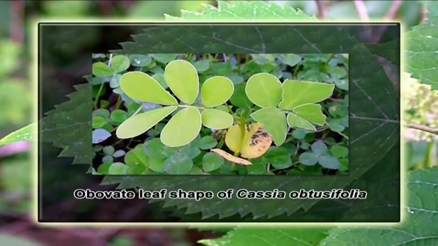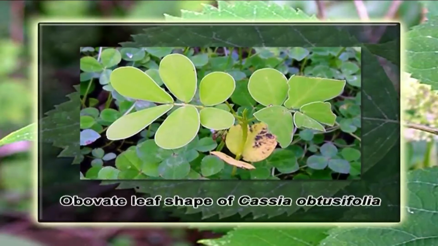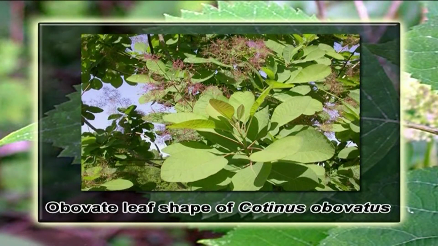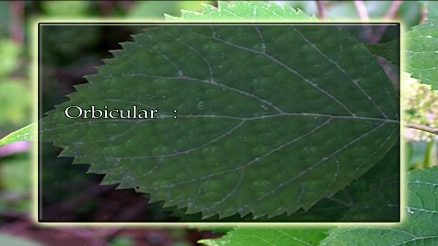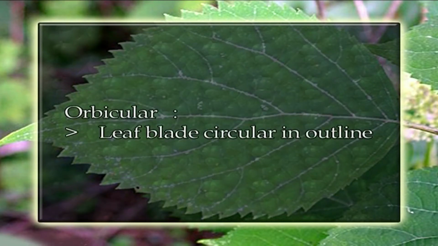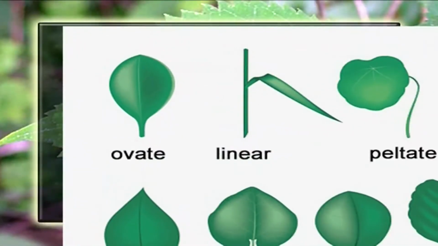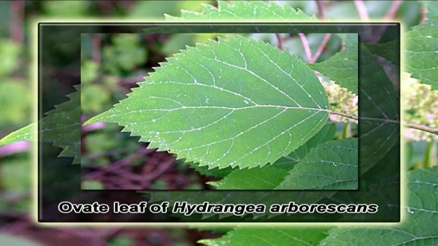Obovate, reverse of ovate, the apical half broader than the basal. For example, Cassia obtusifolia leaflet, Cotinus obovatus. Orbicular, that's a leaf blade circular in outline. For example, in common smoke tree, that's Cotinus coggygria. Then ovate, with an outline like that of a hen's egg, that's broader at the base than at the apex. For example, Hydrangea arborescens or China rose.